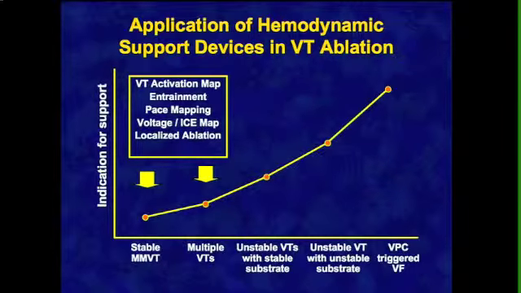The indication for support goes up as you go through different kinds of arrhythmias. If you've got stable monomorphic VT or multiple VTs, but they're stable, you can get those with VT activation mapping or entrainment or pace mapping or voltage or even ICE mapping or localized ablation. And so I think that these are kind of the gold cards when you get on a plane. You still have to pay for your bags. You still have to go to the effort. But at the end of the day, things work out pretty well for those VTs.